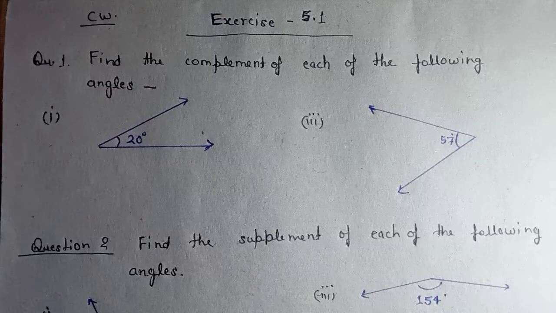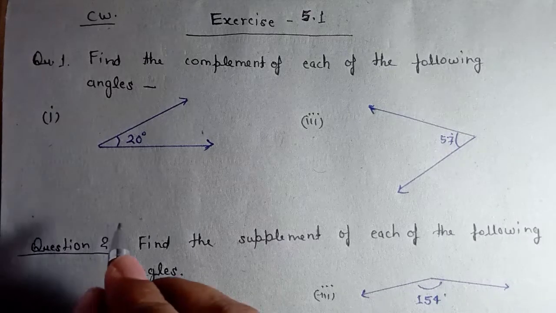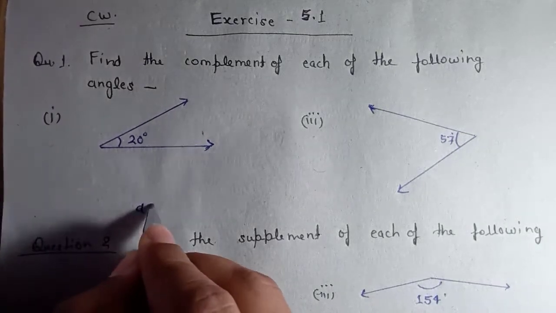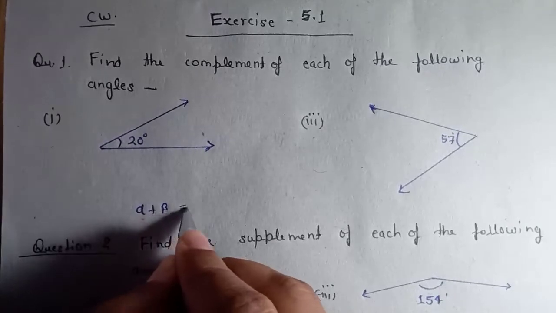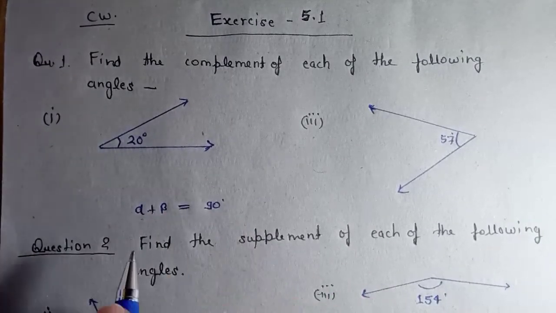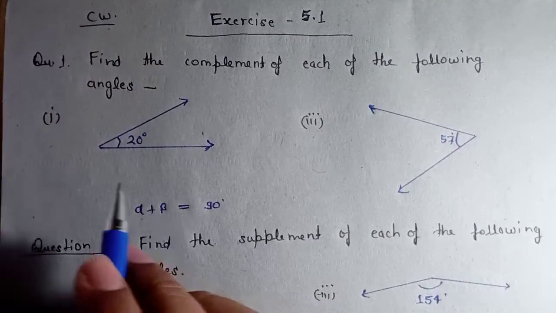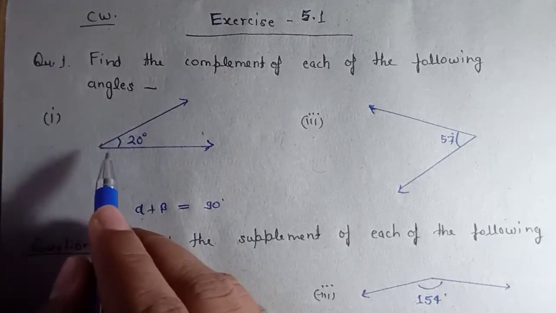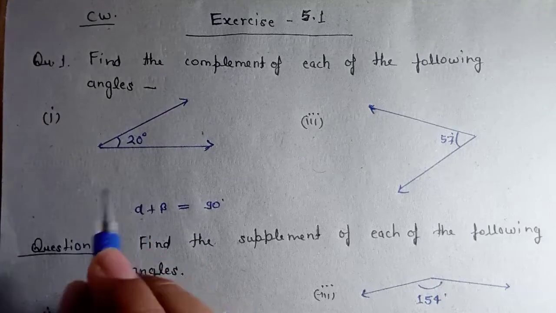Join the students. In exercise 5.1, we have our first question. Find the complement of each of the following angles. And we already know that when two angles give the sum of 90 degrees, they are called complements of each other. So, which number is the complement for 20 degrees? We have to obtain that.